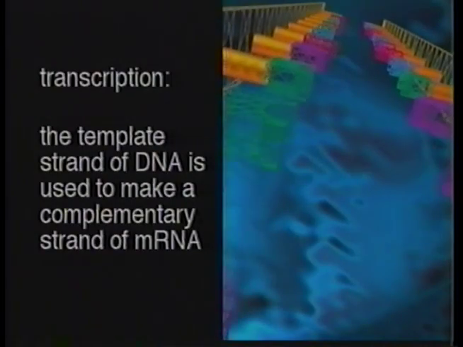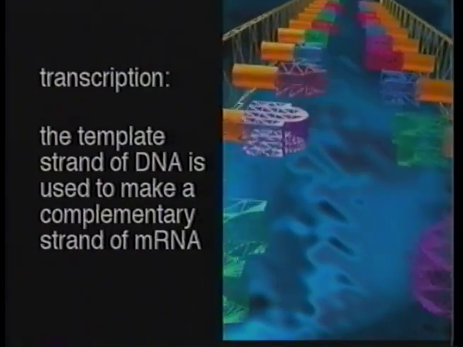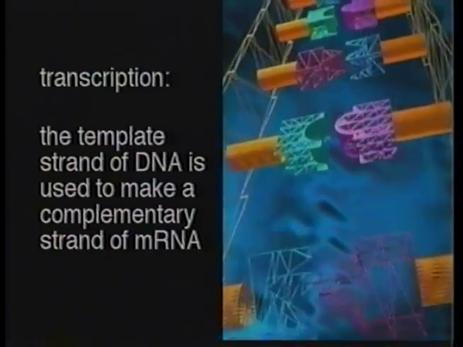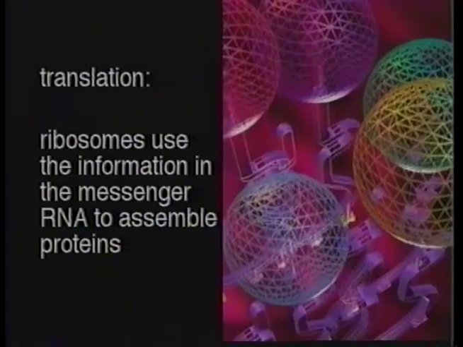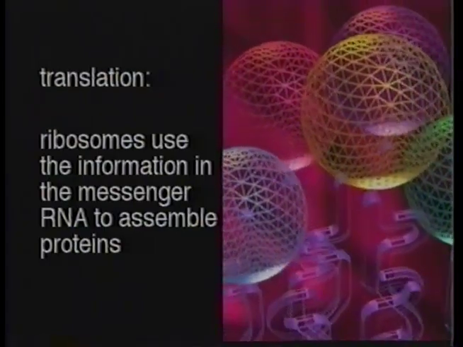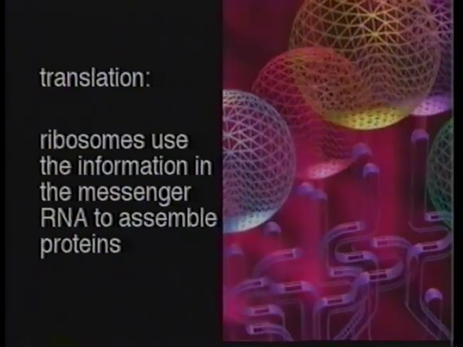The events leading to protein synthesis can be divided into 2 stages, transcription and translation. In transcription, the template strand of DNA is used to make a complementary strand of messenger RNA, which then carries the gene's instructions to the cytoplasm. During translation, ribosomes use the information in the messenger RNA to assemble proteins.